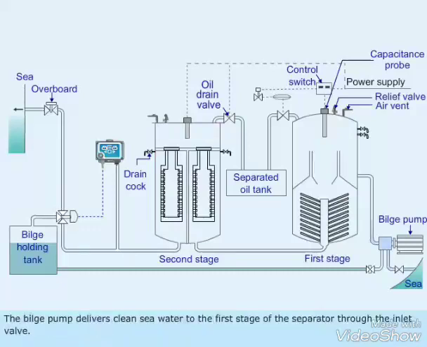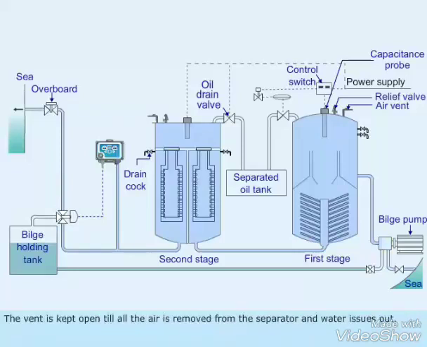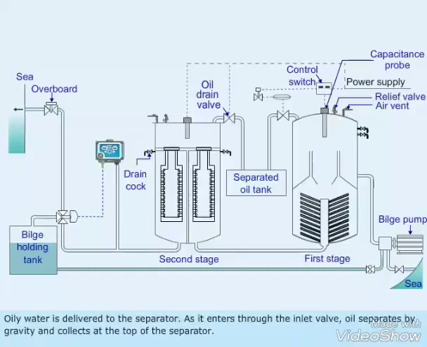The bilge pump delivers clean seawater to the first stage of the separator through the inlet valve. The vent is kept open till all the air is removed from the separator and water issues out. Oily water is delivered to the separator.